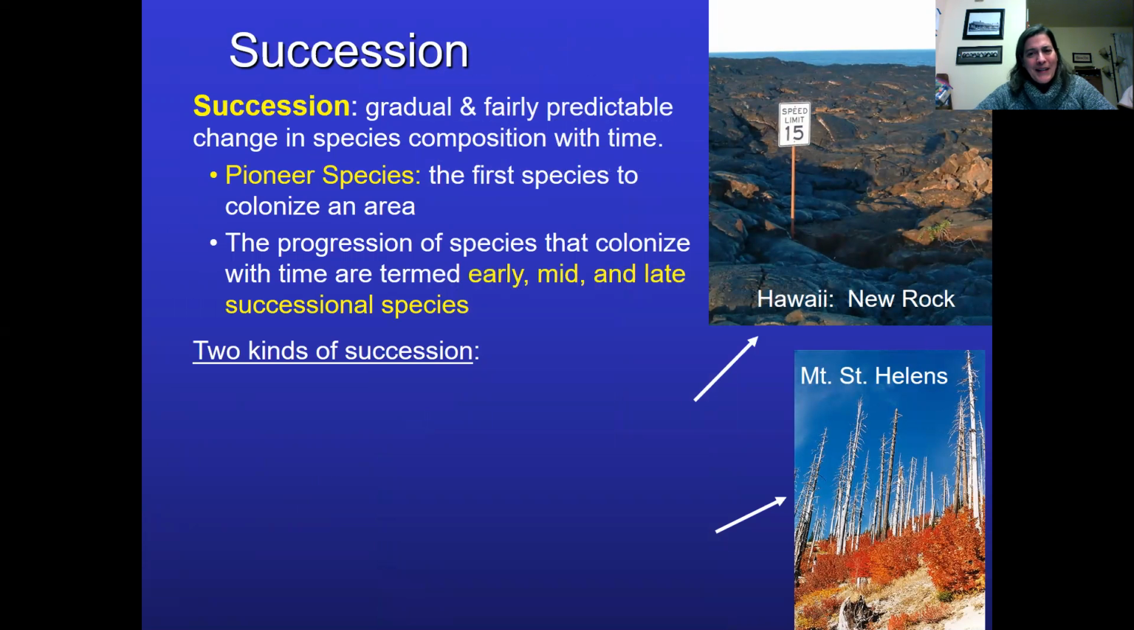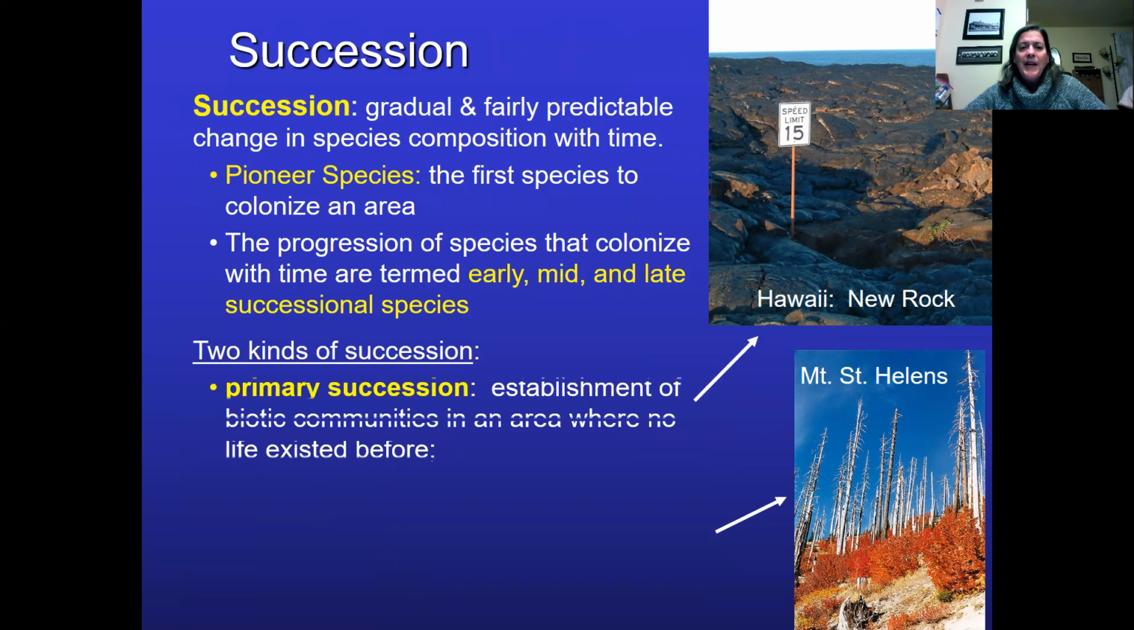Okay, on to something a little bit less gross, succession. So succession is a gradual and fairly predictable change in species composition with time. The first one that comes in is called the pioneer species. They're the first species to colonize an area, and what that species is depends on whether you have primary or secondary succession. So this is a fairly predictable pattern, and you'll be looking at a little simulation in class that'll help define it better for you.